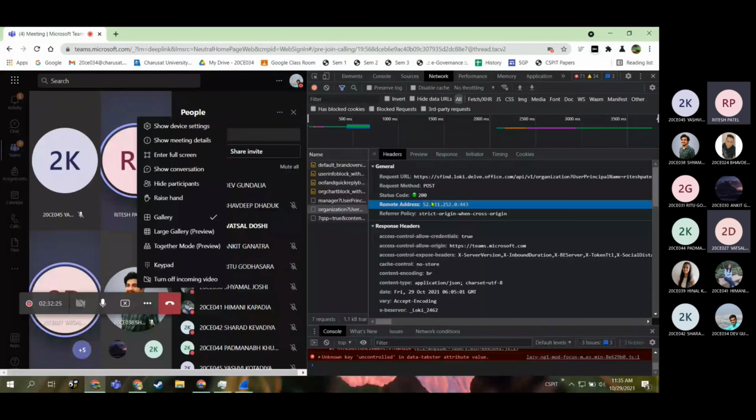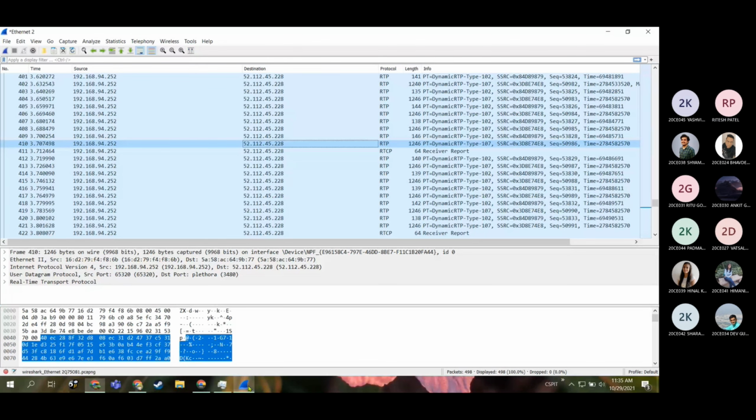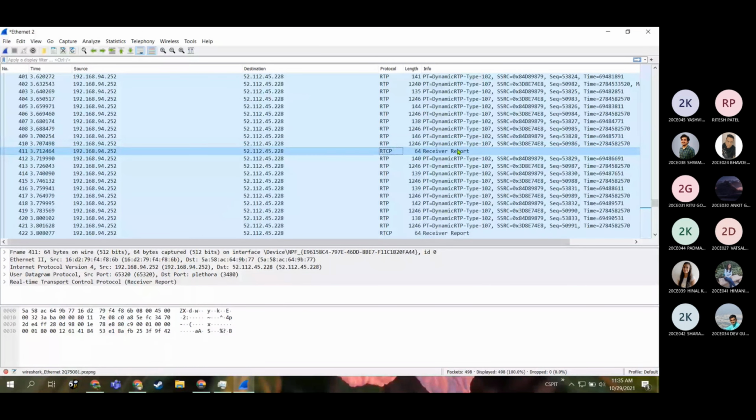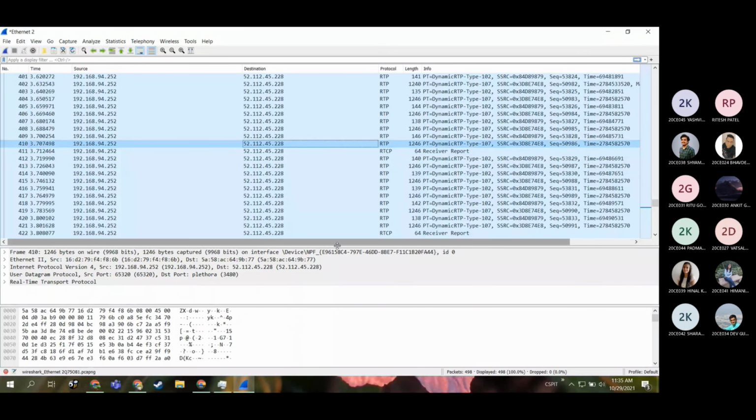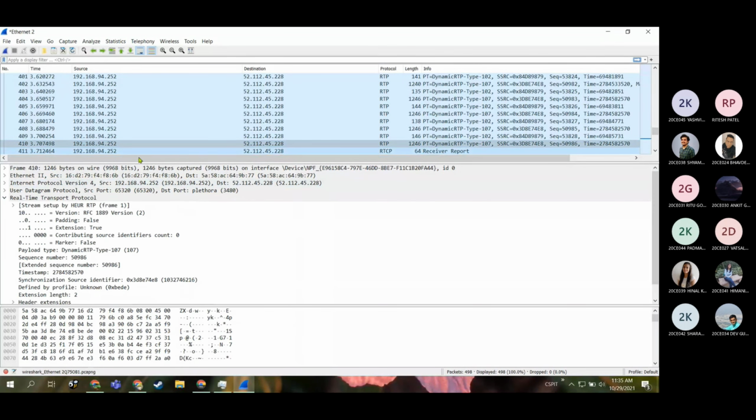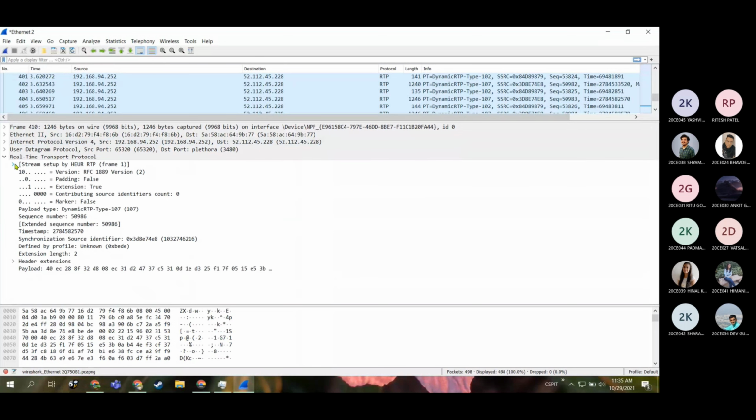So this is the IP address from Microsoft Teams that we are communicating with right now. You can see this IP address captured right now. There are some RTP and RTCP packets randomly here. So this is a report. RTCP contains the statistics and gives the report. In detail, I have already posted the screenshot of this part, but let's see.